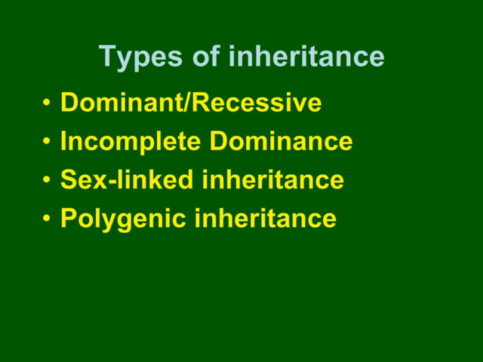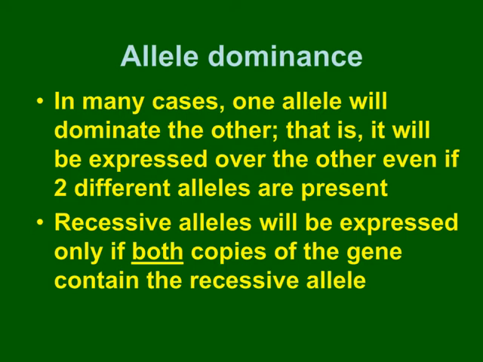We can have simple dominant recessive inheritance, in which one gene trumps the other gene. We can have incomplete dominance, in which the two different genes result in an intermediate phenotype. We can have sex-linked inheritance, and also polygenic inheritance. So let's start out with the simplest example, which is dominant recessive inheritance, that is, where we have allele dominance.